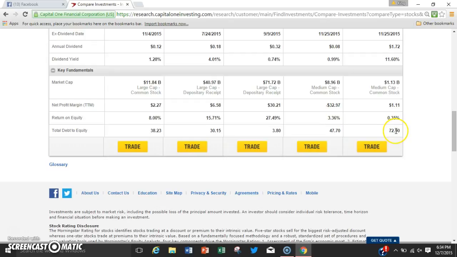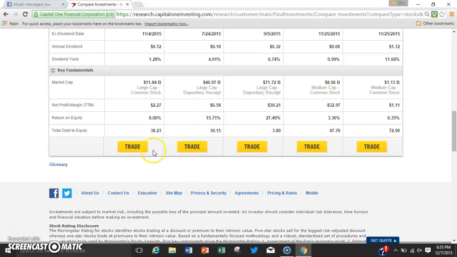This is terrible. They got 72, they carry a lot of debt, barely making any return on equity. Profit margin's not that great. As you can see here, 3.80% of the company is financed through debt. They have a lot of return on equity. Profit margin is very large.